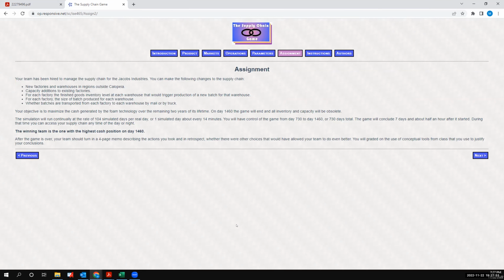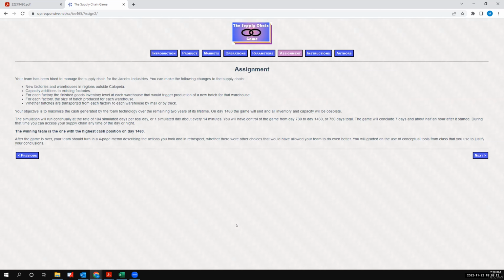For each factory, the finished goods inventory level at each warehouse that would trigger production of a new batch for that warehouse. For each factory, the size of batch produced for each warehouse. Whether the batches are transported from each factory to each warehouse by mail or truck.